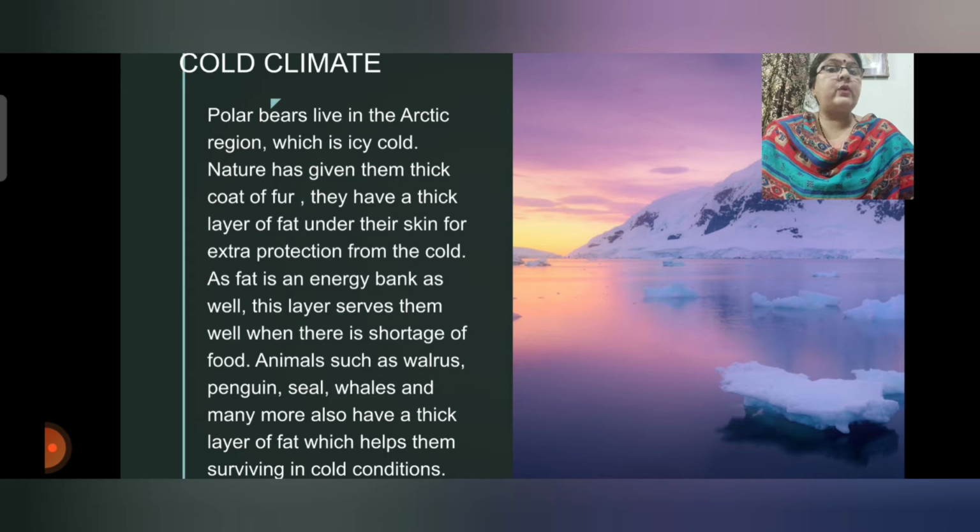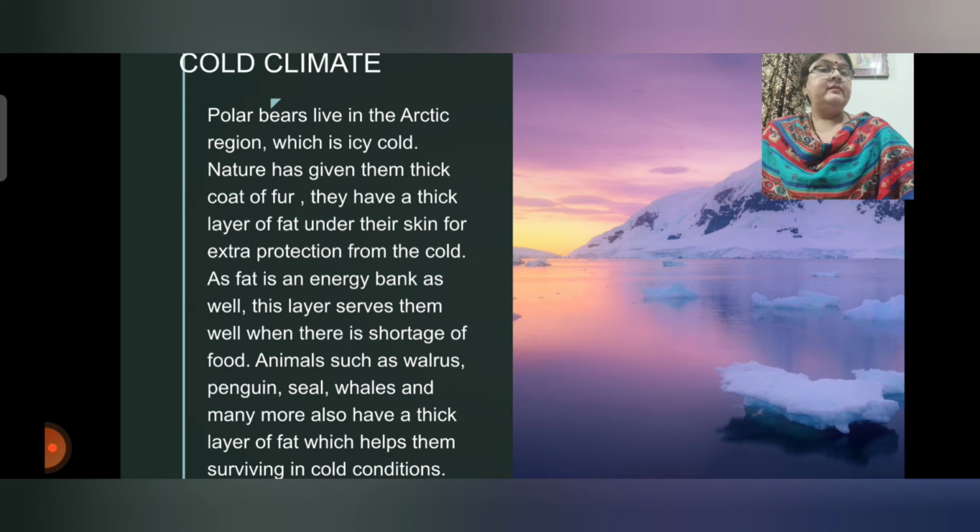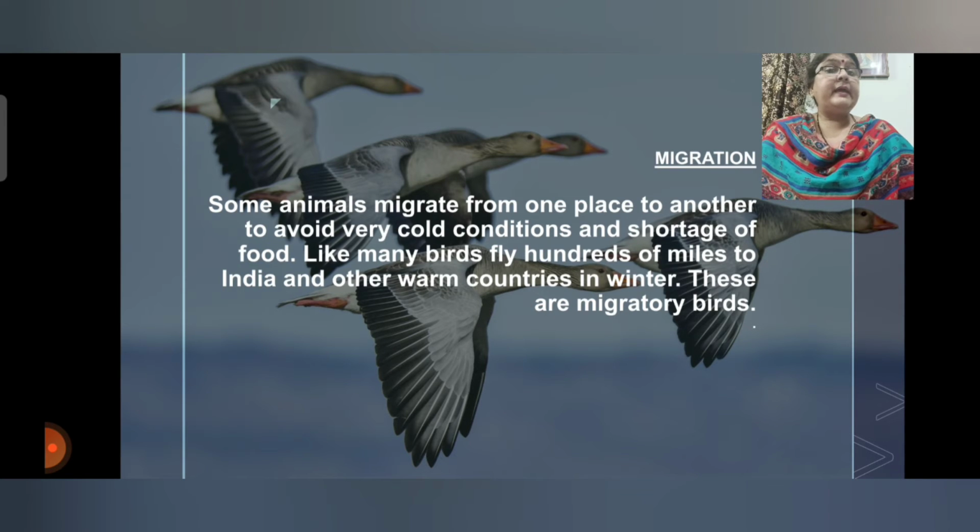Animals such as walrus, penguin, seal, whales and many more also have a thick layer of fat which helps them survive in cold conditions.